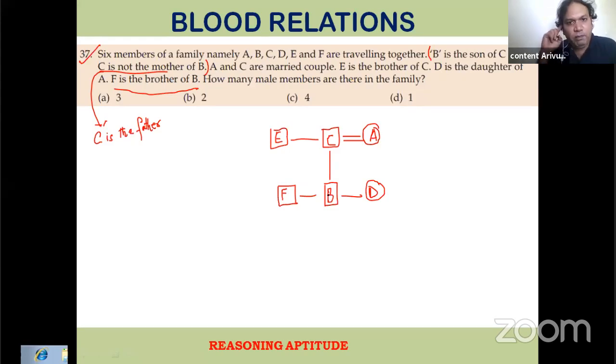Now the question is, how many male members are there in the family? Count the number of squares. 1, 2, 3, 4. There are 4 squares, right? So the answer will be 4. There are 4 male members in the family.